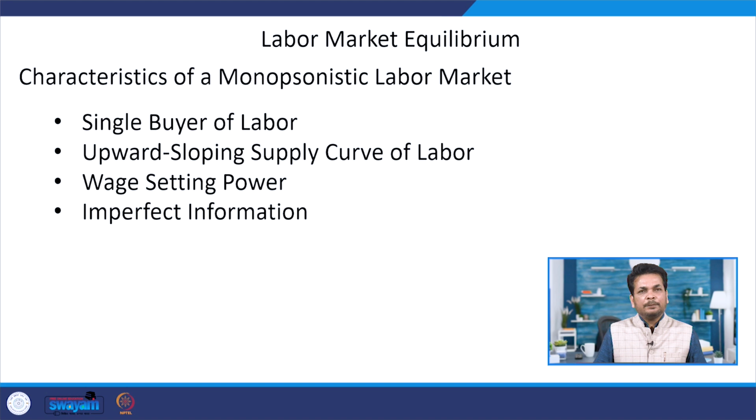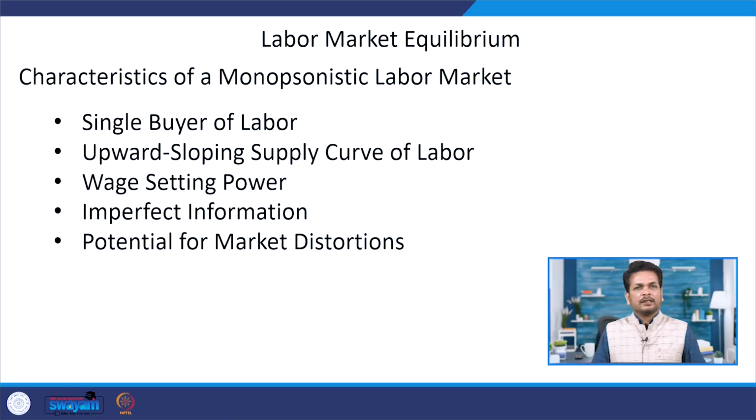Further, in a monopsony situation, the information is imperfect in nature. Workers may have imperfect information about job opportunities or wage levels in other sectors or other locations, limiting their ability to negotiate higher wages or seek alternative employment. This leads to information that is not symmetric, because of which the monopsonist has some power to set the wage.